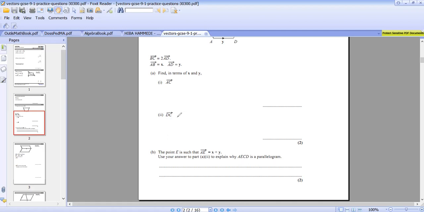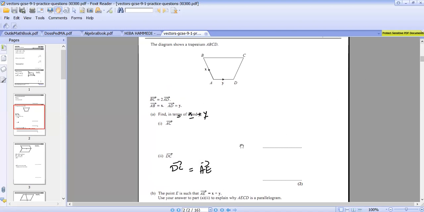So I remember that we got DC is equal to X plus Y, right? So I have that DC is equal to AE. They have two equal vectors. It means, well, let me return to the graph here. So we have DC is equal to AE. It means that I have something like that. E should be here. And if I join these 2 points, I will have a parallelogram, right?